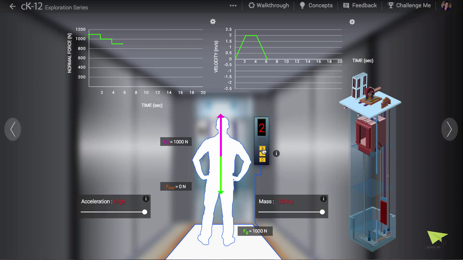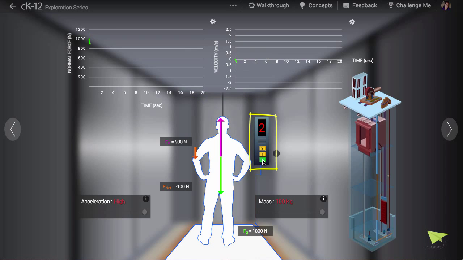You can change the acceleration of the system with a slider, or you can change the mass of the rider. And you can press on the elevator buttons to get the simulation to actually move. Play around with the acceleration and mass and see what happens.